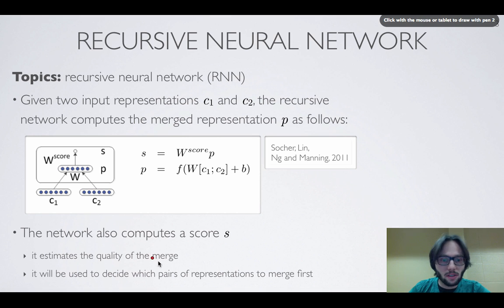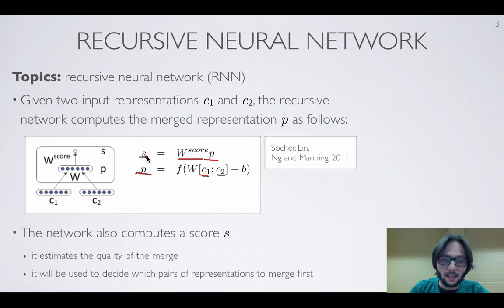So this is the neural net we saw before. This is the merging neural net, which takes the representation of two children in a tree, representing either a single word or a phrase in that tree, and then outputs a merged representation for the parent in the tree. And then it also gives us a score for the quality of that merge as just a linear transformation of the merged representation.